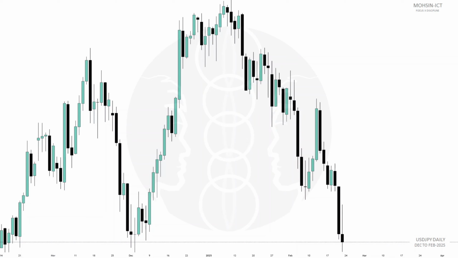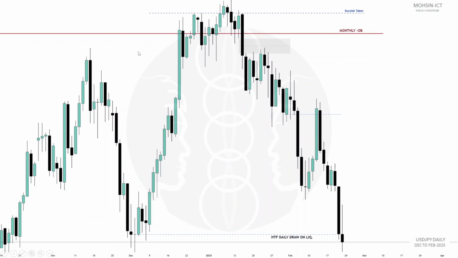This is USD JPY daily chart. I would like to add some analysis so that you understand what is going on. Right here, you can see we have taken this high, the price of liquidity, and then we hit this monthly bearish order block, taking these highs as well. So after it, price breaks down, and it does the market structure shift by breaking this low right here.